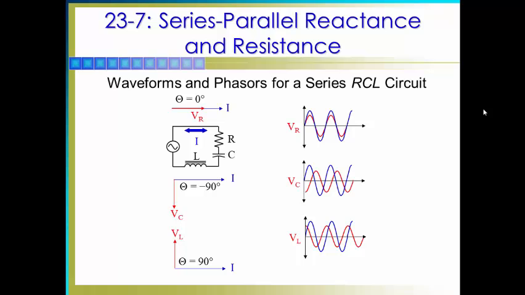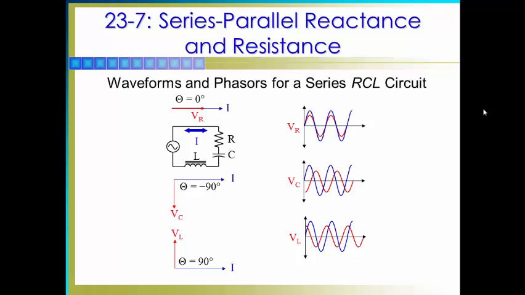So here are the waveforms and phasors for the series RCL circuit. If you look at this, for a series circuit, of course, you know there's only one current in the circuit. So they're showing here the relationship between the current and the voltages. The current is in blue, the voltages in red.